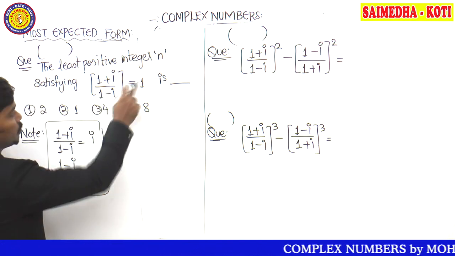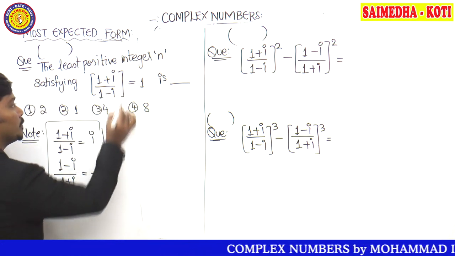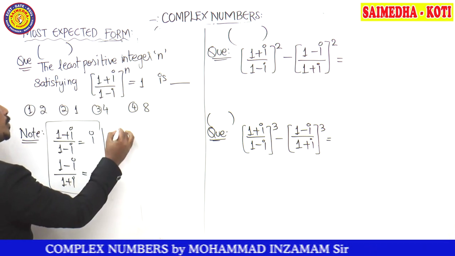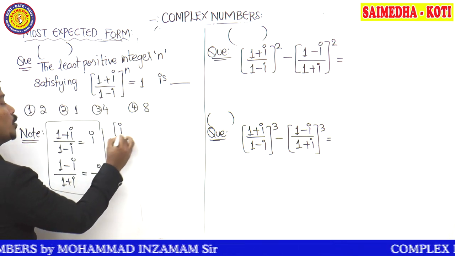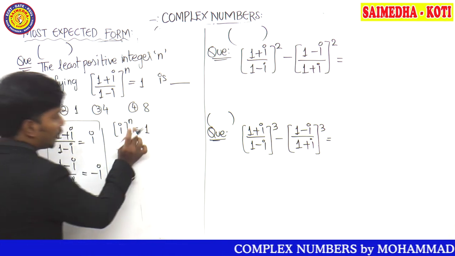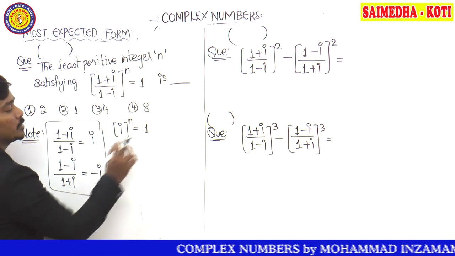Question given is equals to 1. So he is asking that, this is actually power n. This total value is equal to how much now? i whole to the power of n is equal to 1, and what is the least value of n for which this answer is going to satisfy?